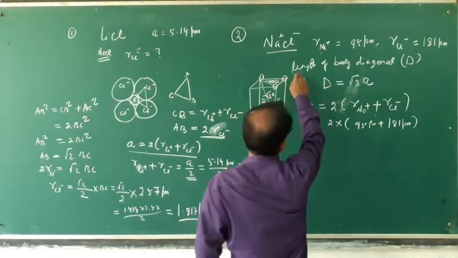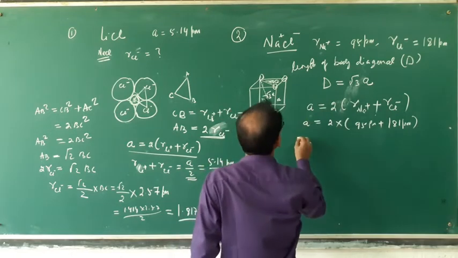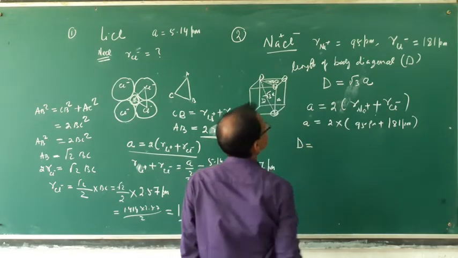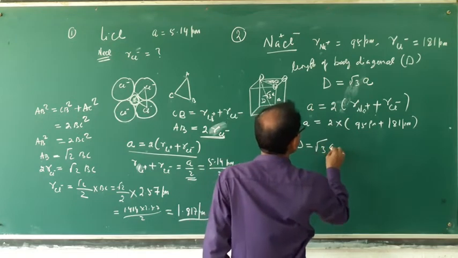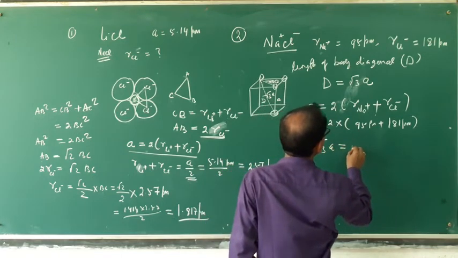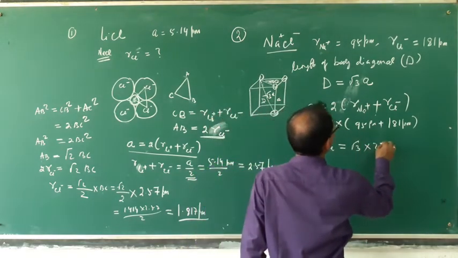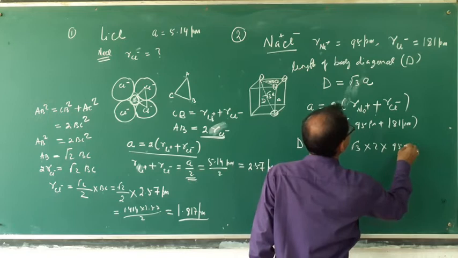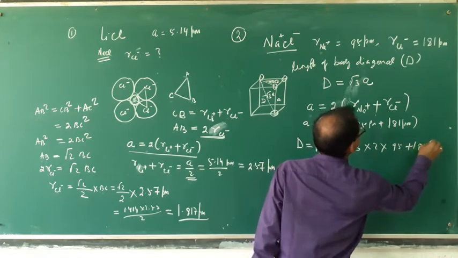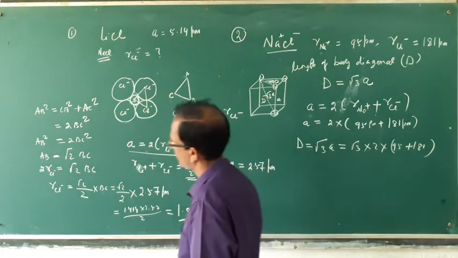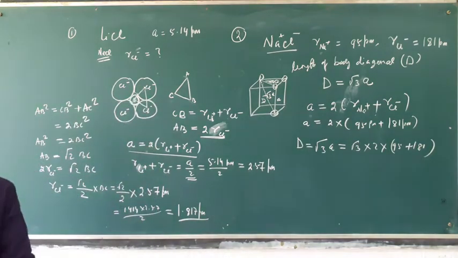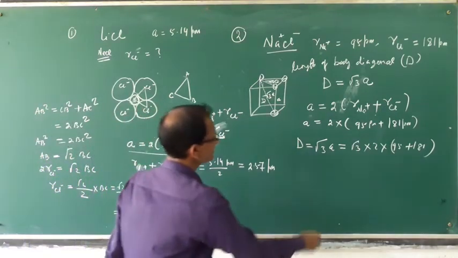So what is the question? The length of the body diagonal. So D is equal to root 3 a, which is equal to root 3 into a, where a is 2 into (95 plus 181). Okay, so you calculate it. How much is coming? Result will be how much?